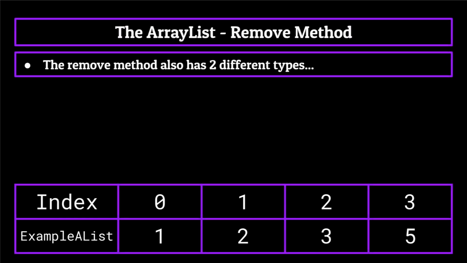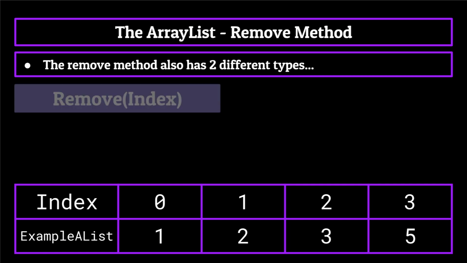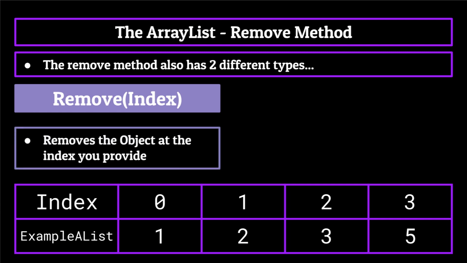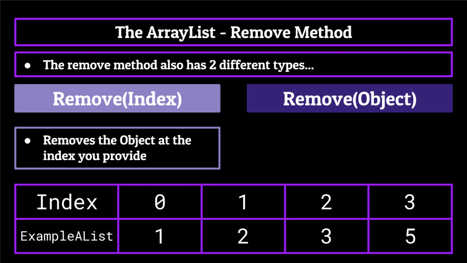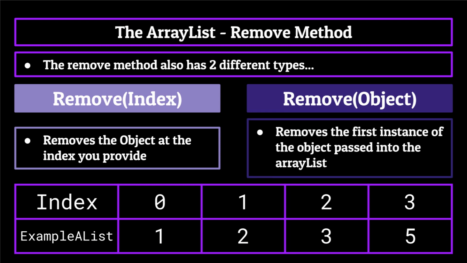Now the next method that comes pre-packaged in the ArrayList class is the remove method, and this one also comes with two different types. The first takes in an integer as an argument, and just as the name suggests, will remove the object, if there is one, at the index location provided and return it back to the user. The second takes in an object and will simply remove the first instance of that object within the array list, if present, and will then return true or false whether an object was removed.